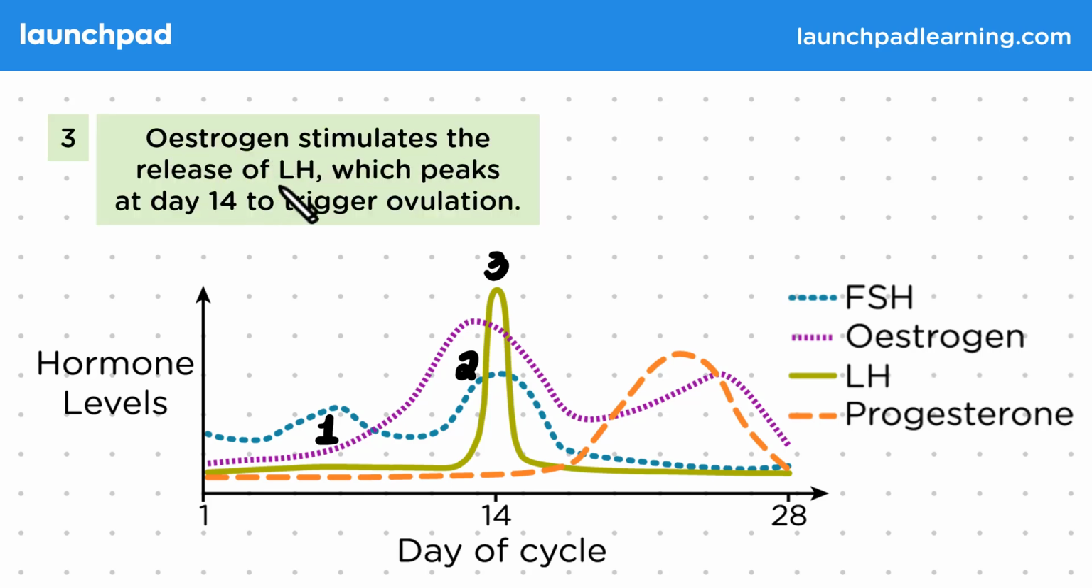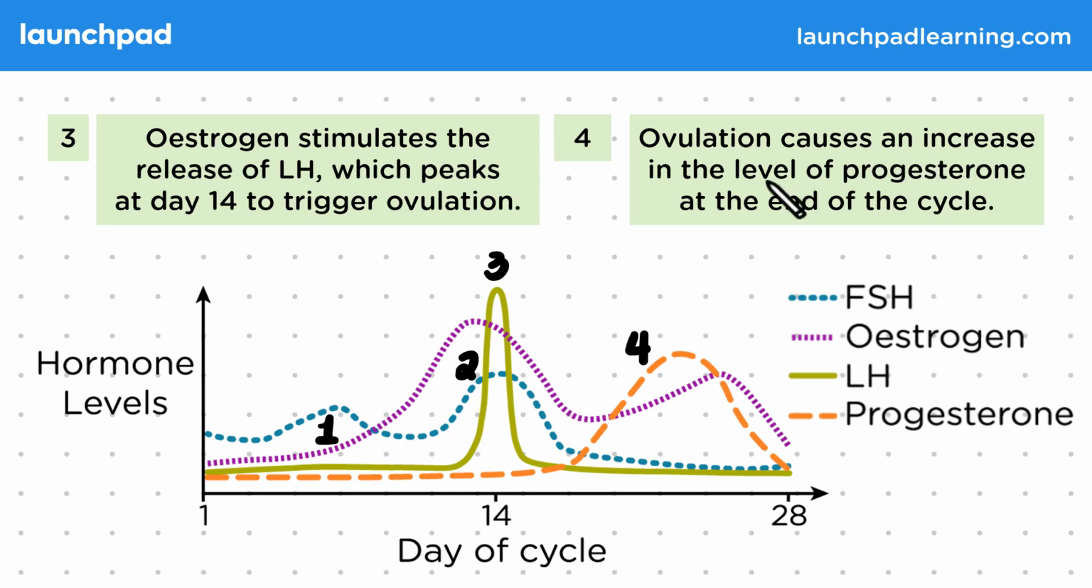Estrogen stimulates the release of LH, which peaks at day 14 to trigger ovulation. This peak is quite easy to see around number 3 here. What you're looking for is a peak in this solid green line.